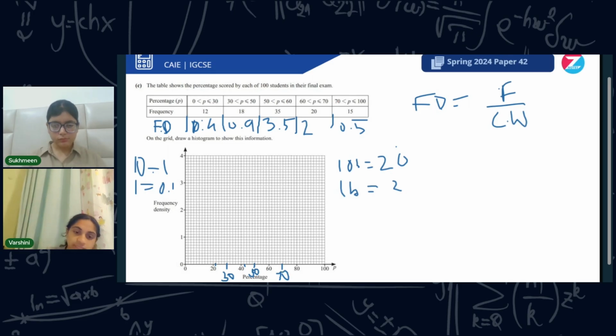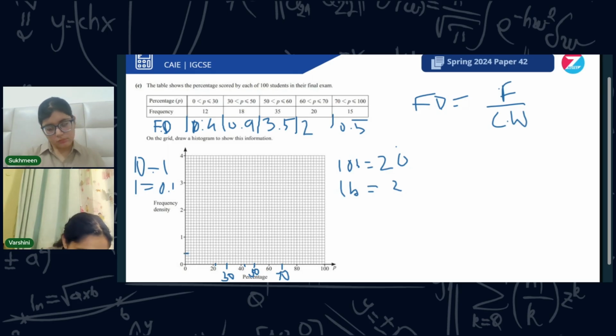So now we just need the values on the y-axis. The first one is going to be 0.4. So we know each value is 0.1, so that's 0.1, 0.2, 0.3, and 0.4. And the next one is 0.9. So that's just going to be 1 minus 0.1. So it's going to be over here, 0.9. You don't have to label these, but it might be better and easier for you.